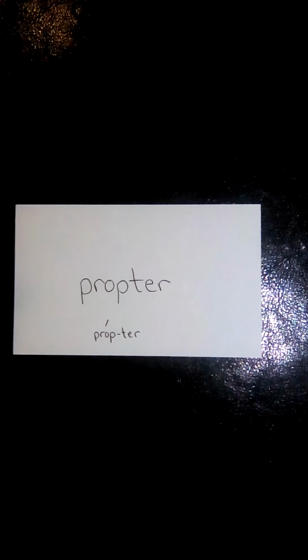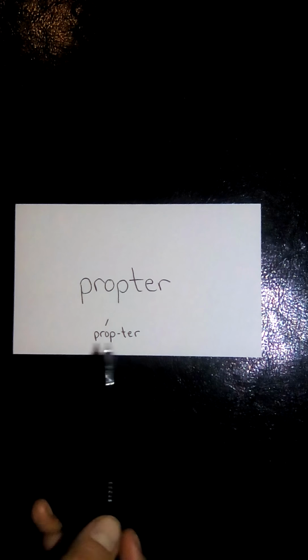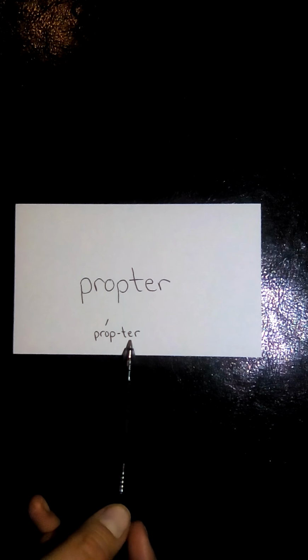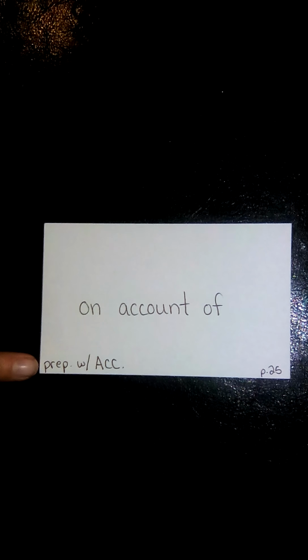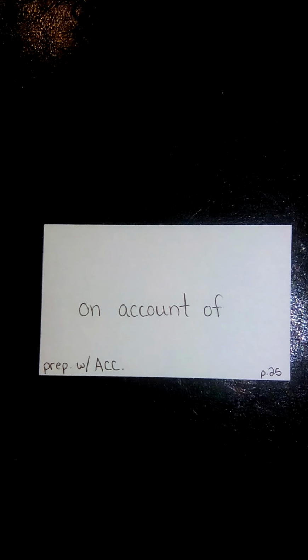Now next we have our first preposition. The first preposition they give us is propter. So propter, having two syllables, so the accent going on the first of the two. Flipping it over, we see we've identified it as a preposition, and it means on account of. And when we use this preposition, it tells us that we're going to be using it with the accusative. So that means whatever the object of the preposition in the sentence is, will be put into the accusative case. This is also found on page 25.